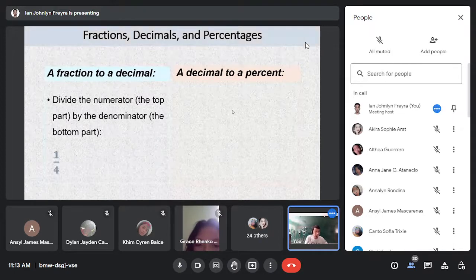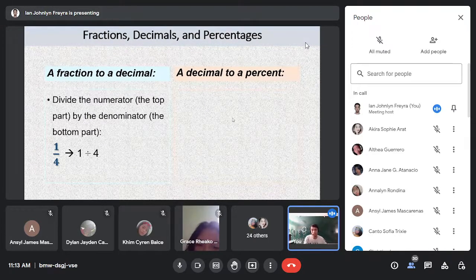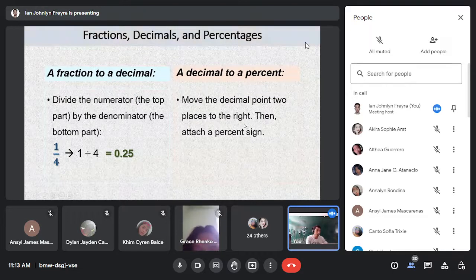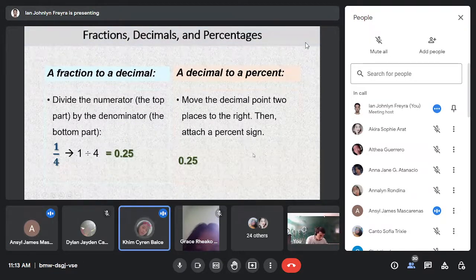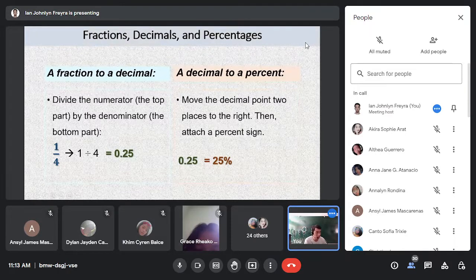So, if you have 1/4, that would be 1, the top part, divided by the bottom part, 4. So, 1 divided by 4. What is 1 divided by 4? Sige, you can use your calculator. 0.25 po. 0.25. Very good, Kim. And decimal to percent, mas madali to. Pag decimal to percent, all you have to do is move two decimal places to the right, then attach a percent sign. So if we have 0.25, move the decimal point two places to the right. So that would be 25%. That's it. Okay?